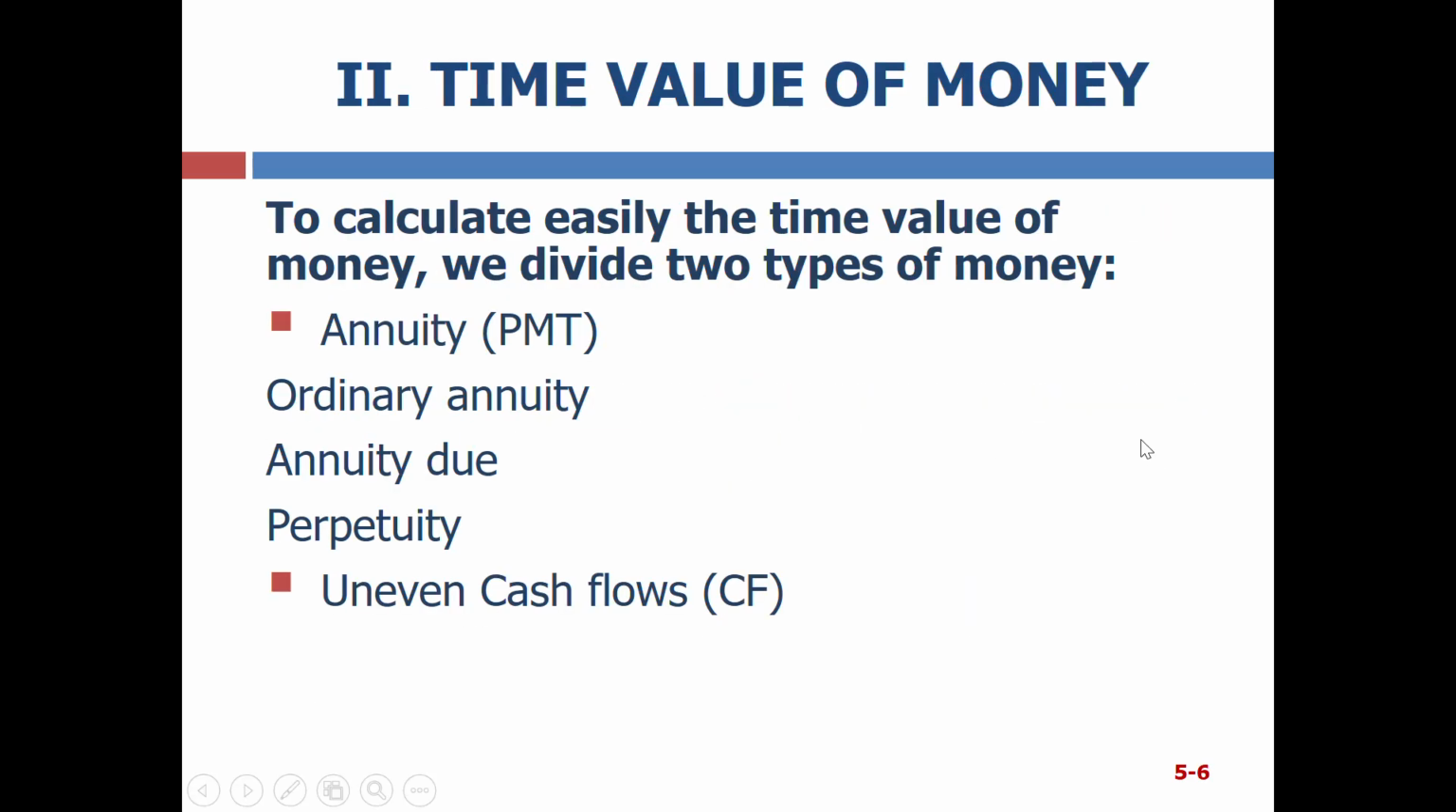In fact, there are many ways to classify cash flows. We often hear about cash flows out and cash flows in, negative cash flows, positive cash flows. However, for the convenience of calculating the value of cash flows, we will classify them according to the characteristics and time of appearance of the amounts of money in that cash flow. Accordingly, cash flows are divided into two main types, which are annuity and uneven cash flows. Annuity is divided into three small types: ordinary annuity, annuity due, and perpetuity.